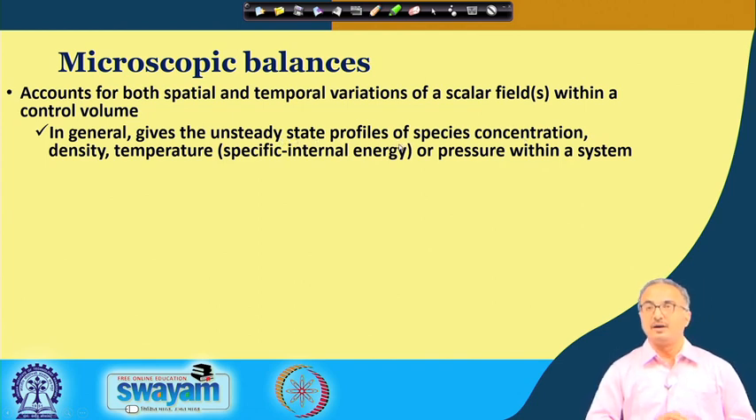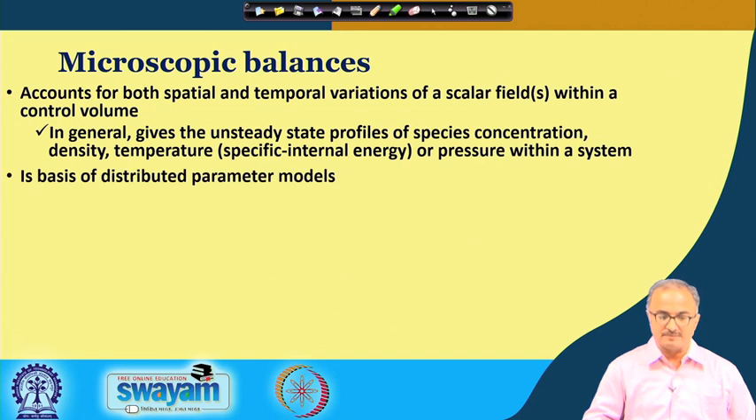It is the unsteady state, that is the time variation, and profile of species concentration or density or temperature or pressure. So, any kind of profile, that is distribution of the particular scalar with respect to the location, will be accounted for by the microscopic balances, and this kind of balance leads to distributed parameter models. Like macroscopic leads to lumped parameter models, microscopic leads to distributed parameter models.